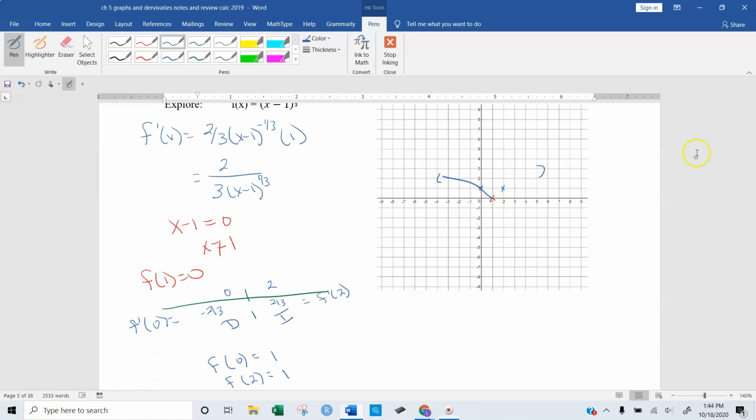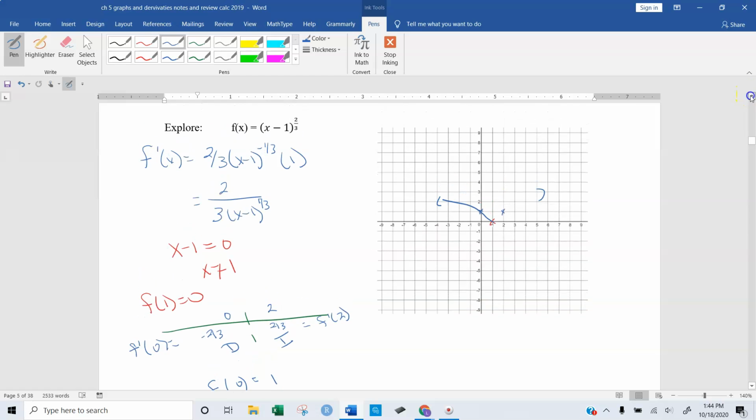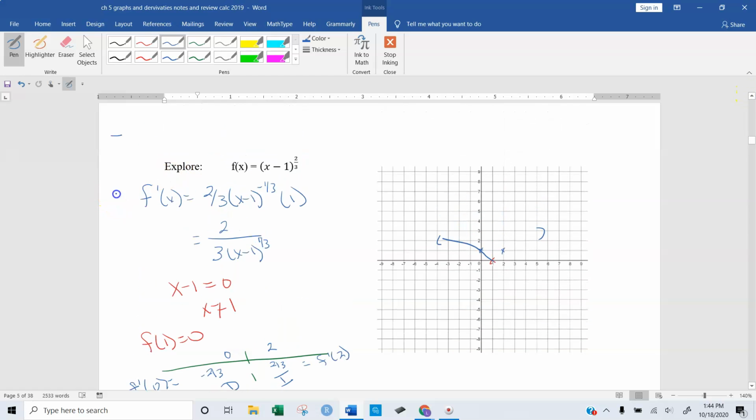All right, I hope you did a good job. The first thing you should have done is your first derivative. So when you did your first derivative, you have 2/3 x minus 1 to the negative 1/3 times 1 because that's the derivative of the inside. Now I put the 1/3 down to the denominator. So this is our first derivative function.